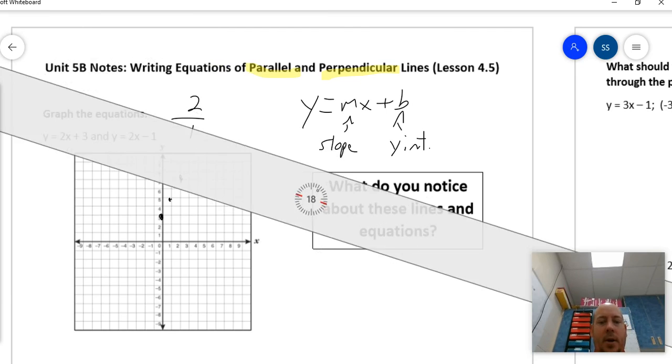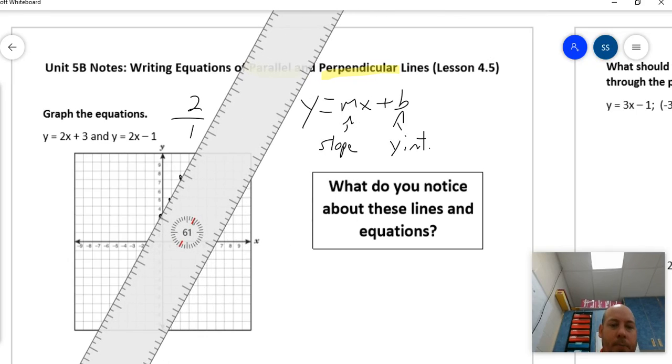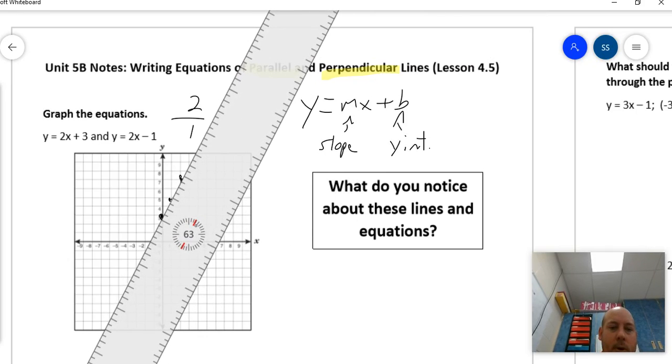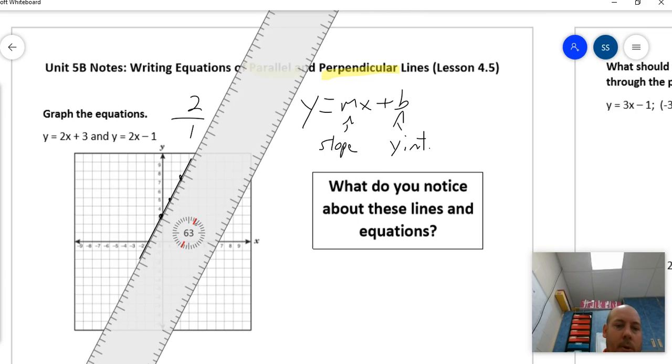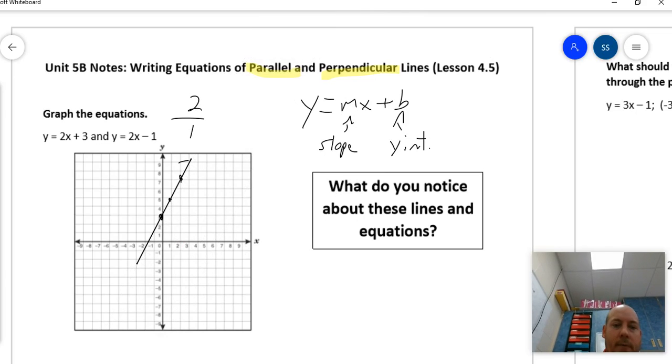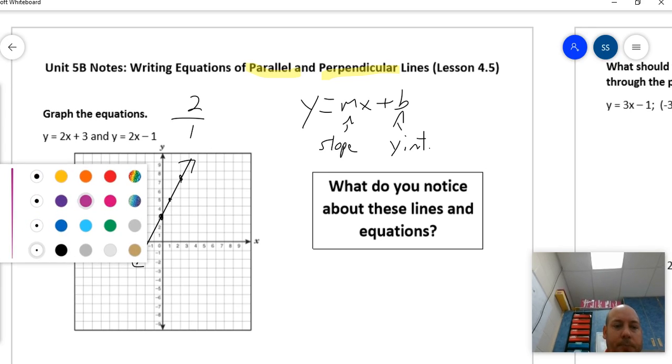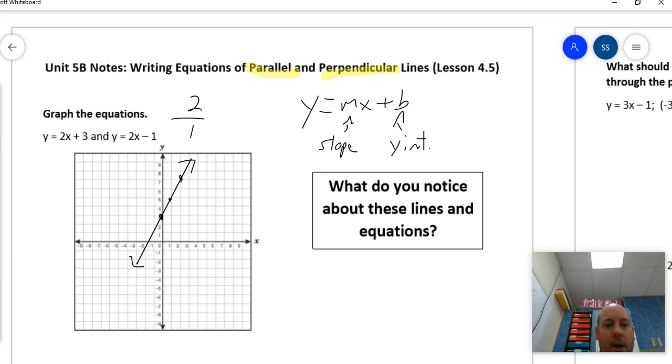And then we can graph that, and I'll use my straight edge here. So my graph would look like that. Let me switch colors here quick and graph the second one. So we've got y equals 2x minus 1. Your y-intercept is at negative 1, and you'll notice the slope is the same. It's still 2. So I'm going to count up 2, right 1.